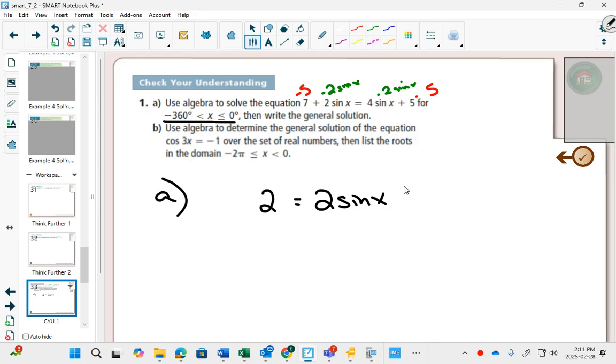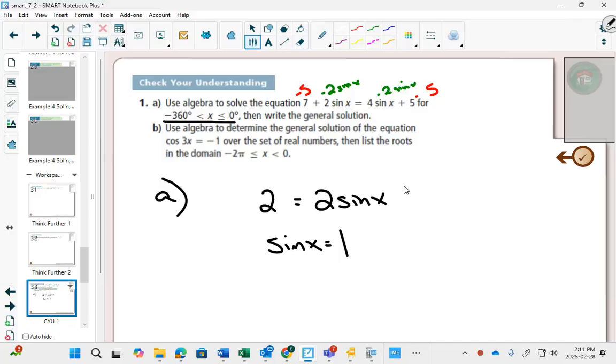What do we want to do? We want to get the sin x by itself. Divide both sides by 2. That would get my sin x by itself, and I would just get sin x equals 1. Is that on your pie plate? Yes. That happens, y coordinate up here, only at pi over 2.